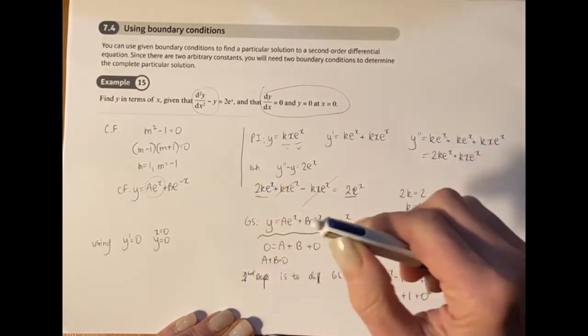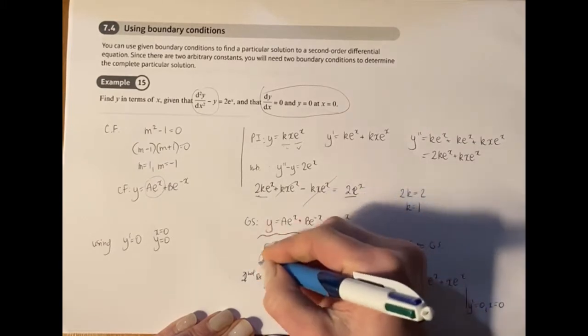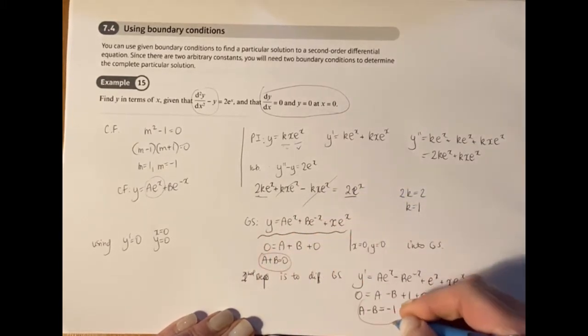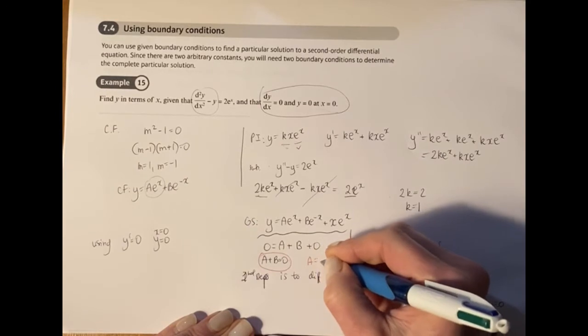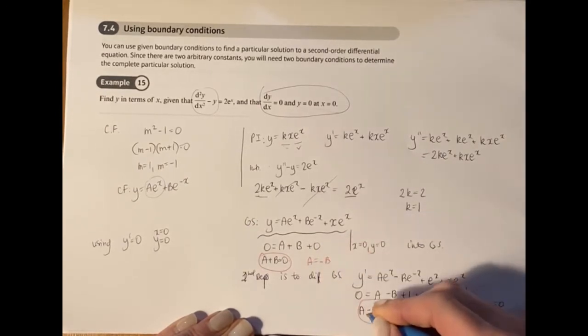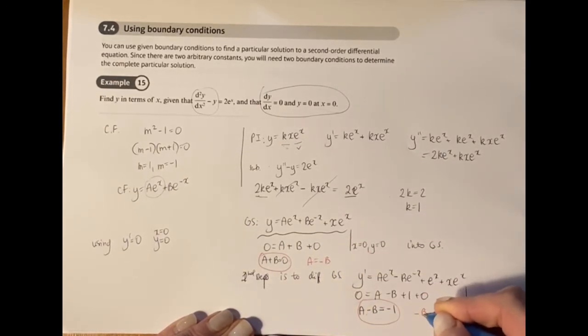So we have got two mini equations, this one and this one. So from this one, we've got a is equal to minus b. Let's substitute it into that. That gives me minus b minus b is equal to minus 1. So that gives me b is a half. So a must be equal to minus a half.